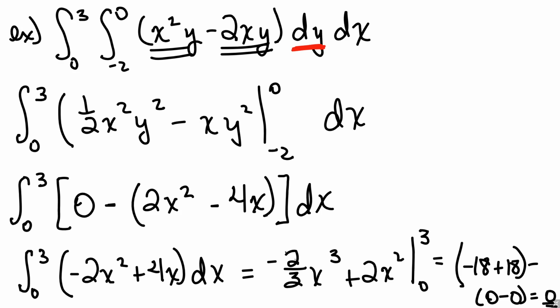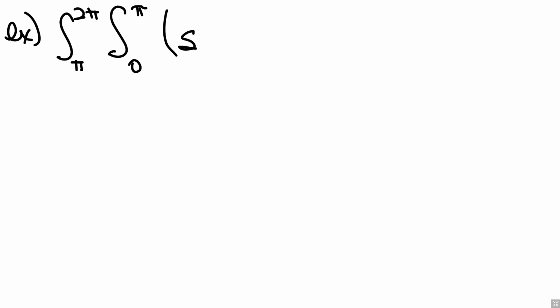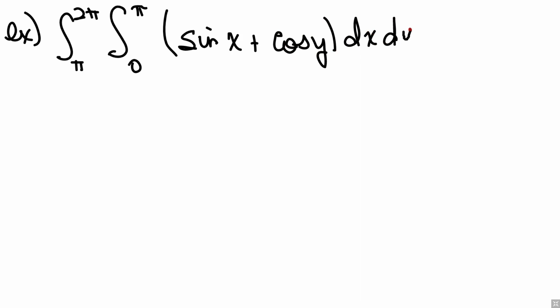Okay. All right, so let's look at the next example. We have the integral from pi to 2 pi, integral from 0 to pi, and we have sine of x plus cosine of y dx dy. Okay. All right, so what I'm going to do is give you guys a couple of minutes to work that out and see what you get.